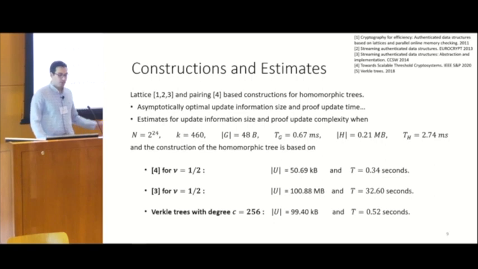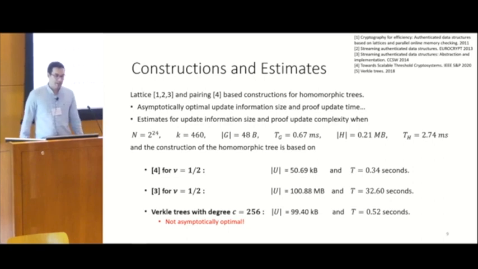And we can see that the construction 4 actually can beat the vertical trees even in concrete numbers, not necessarily asymptotically. Yeah, vertical trees are not asymptotically optimal in that sense. And the construction that relies on lattices has large values, large lattices, so it's not as performant.